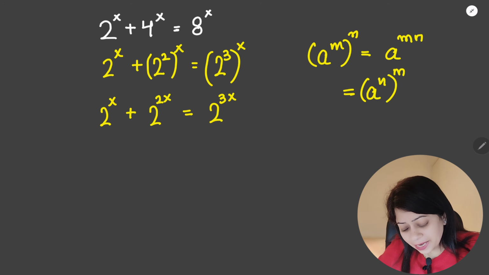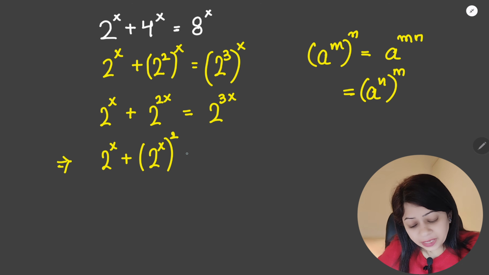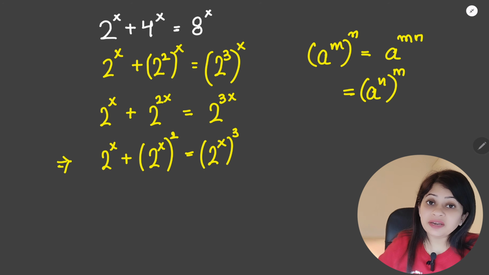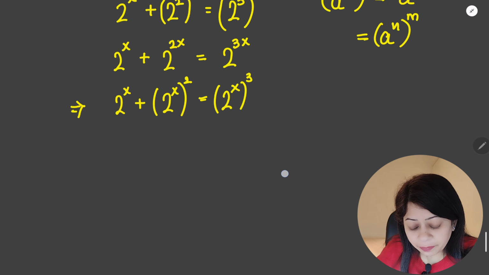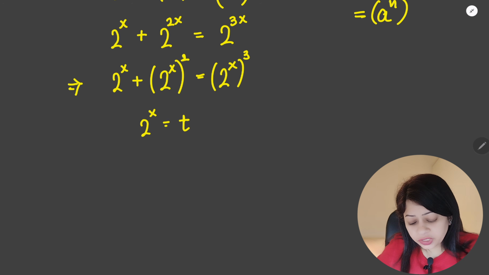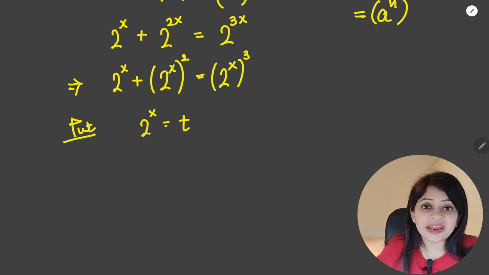That means in next step, what can I do? I can write it as plus 2 raised to power x raised to power 2 and equal to 2 raised to power x raised to power 3. Why did we do that? We did that because we want to make 2 raised to power x as t. Okay, so if I substitute 2 raised to power x as t.